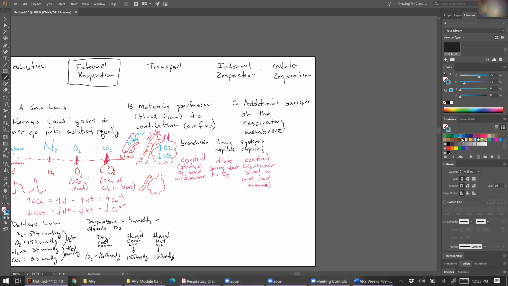Now, everything is going to be opposite down here, because down here, you're going to have low oxygen and high CO2. And so what you want to do is dilate the bronchiole. That says dilate. It doesn't look like it says dilate, but it does. Because we want to bring air in. And then you're going to constrict lung capillaries, because why bring blood to a part of the lung that doesn't have oxygen? And out here you would dilate.